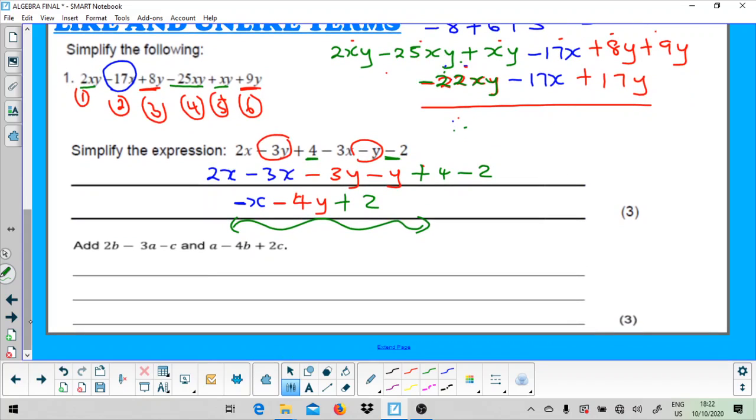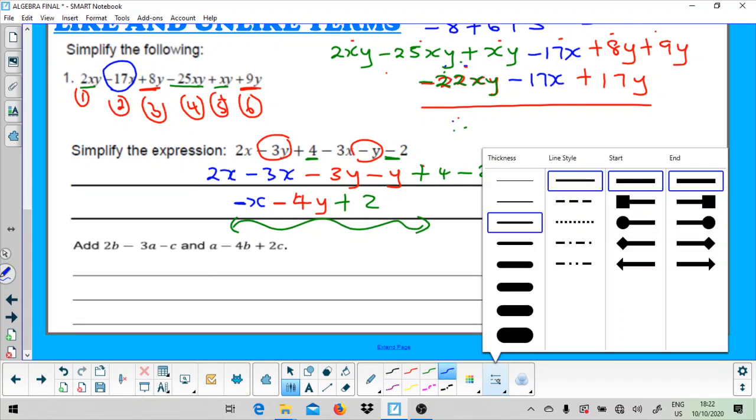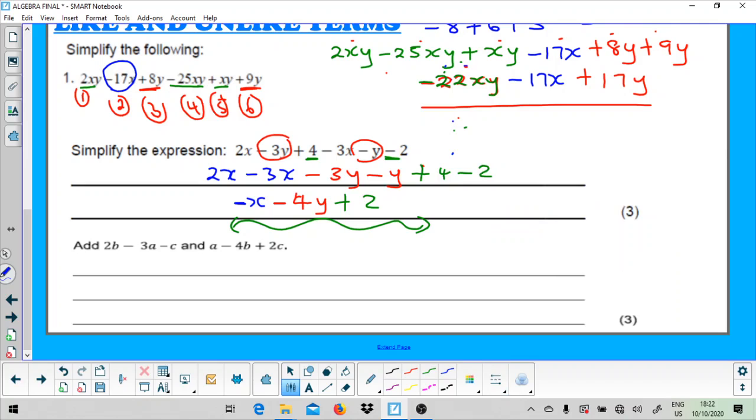We also have another one here. For this one, I want to do something that I wasn't doing on the other ones. They want you to add, so I'm going to write the 2b and negative 3a like this, and minus c. They want you to add, but this time, whenever you say add that one and that, I want you to put the second expression inside the brackets.